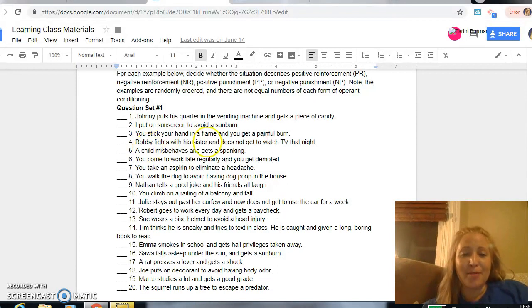Okay. Bobby fights with his sister and does not get to watch TV that night. Think about that for a second. Okay. The behavior, Bobby fighting with his sister. Think about it. Is he more or less likely to fight with his sister in the future? Definitely less likely. So that means it's going to be punishment. Then it says he does not get to watch TV that night. That's a positive stimulus most of us want, right? So you're taking that away. So this situation is a negative punishment.